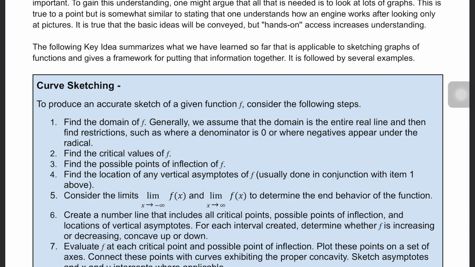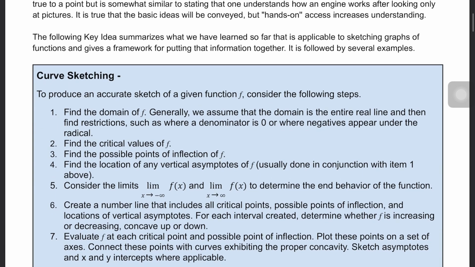Generally, we assume that the domain is the entire real line. So remember that domain is the set of all x values that you can input into the function, and the output is a real number. So we're going to assume that the domain is all real numbers, and then find any restrictions, such as where the denominator is 0 or where negatives appear under a radical.